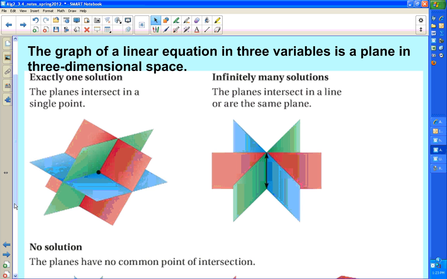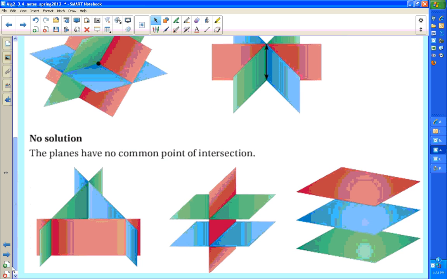If they intersect like pages in a book, so the red, green, and blue planes intersect along this line, then you have an infinite number of solutions. Okay? There's an infinite number of solutions, but not necessarily because they're the same line or same plane. It's because they intersect in a line which has an infinite number of points on it.